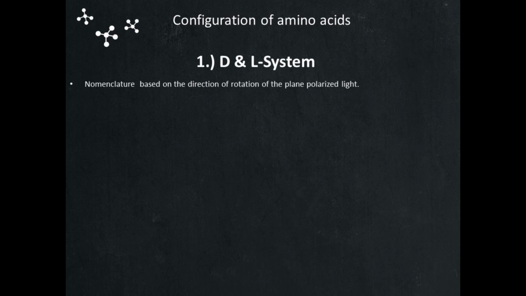The D and L system is a nomenclature based on the direction of rotation of the plane polarized light, and this rotation is measured when we pass a monochromatic light through an amino acid suspension in a polarimeter. We will not be discussing the details of how the polarimeter works and how we calculate optical activity in this video. However, let's discuss the DL system in detail. So in amino acids, we know that the L form is the common form.